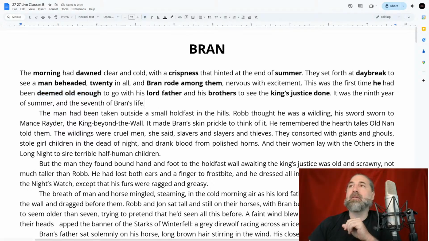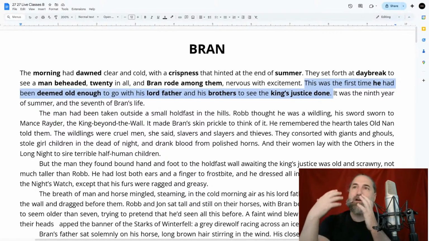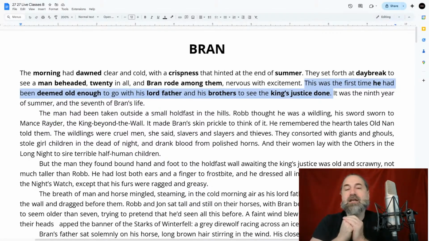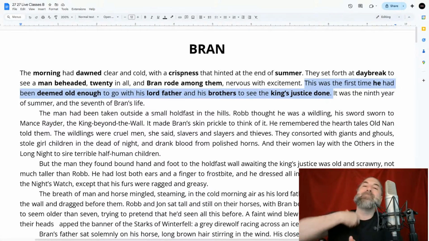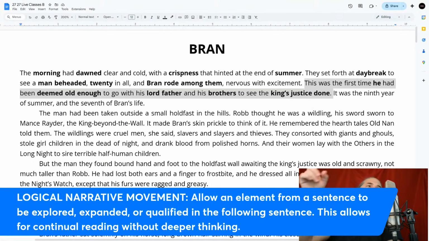Now, keep in mind, if you were writing this yourself, any one of those are elements you can build on, okay? Because the sentence presents something, you have to think, what element of that sentence do I want to build on? Or more importantly, as it says, when it comes to logical narrative movement, allow an element from a sentence to be explored, expanded, or qualified.